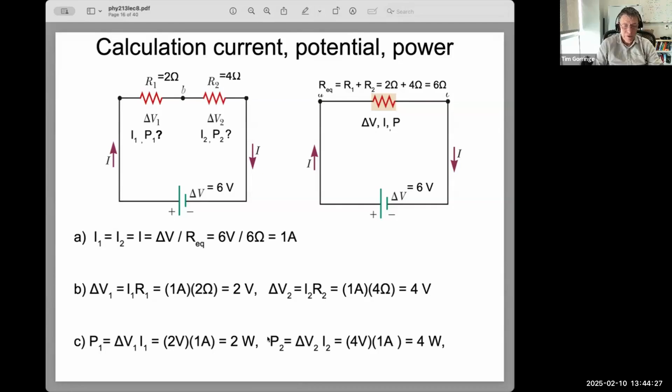We can do the same thing for the power in the second resistor. Again, I'm going to call that P for power, subscript 2 for the second resistor. It's the voltage across the second resistor times the current through the second resistor. We know the voltage is 4 volts. We know the current is 1 amp. 4 times 1 is 4. It's 4 watts, 4 joules per second.